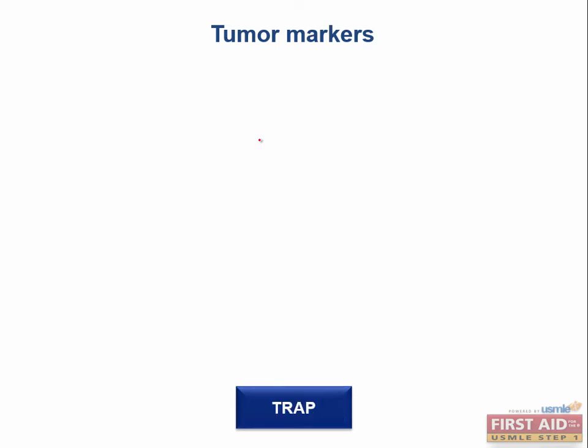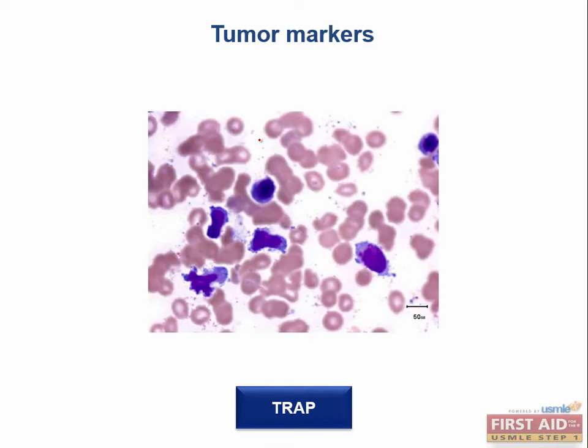What about this one? Tartrate-resistant acid phosphatase. Here's a mnemonic for it. Trap the hairy animal. Because we see it with hairy cell leukemia, which is a B cell neoplasm. This is hairy cell. See these hairy looking cells? Very good.